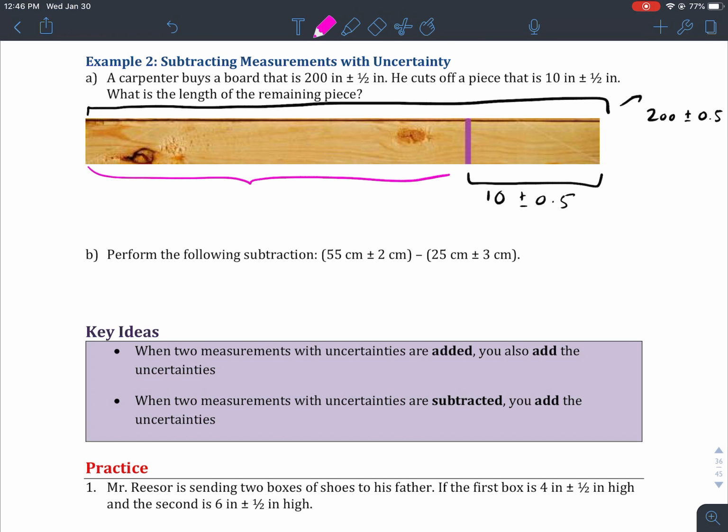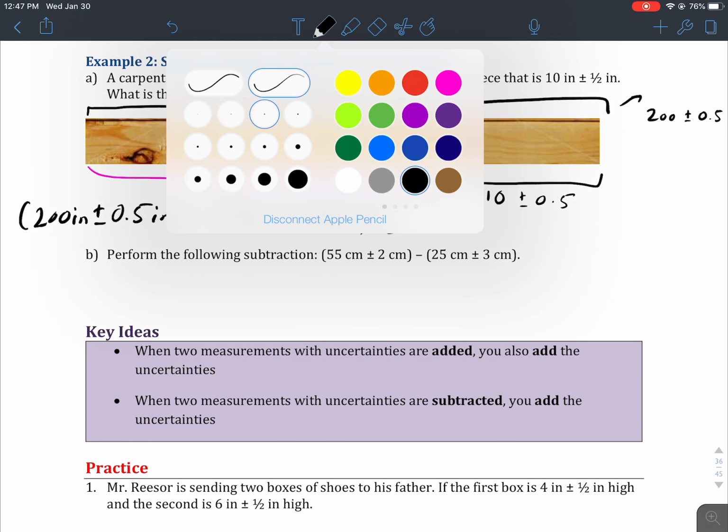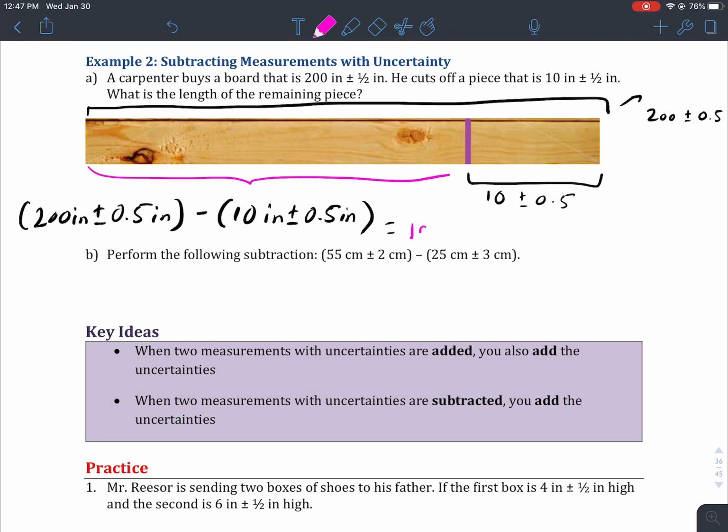So what we're going to do is take the total length of the board, subtract the piece that's getting cut off, and we're going to be left with the piece that's remaining. So if I take the total, which is 200 inches plus or minus half an inch, and we subtract the 10 inches plus or minus, again, that half inch for uncertainty, we're going to be left with 190 inches plus or minus 1 inch. I still have to add together those uncertainties, but I'm going to subtract the measurements that we've made. Okay, so there's my remaining piece.